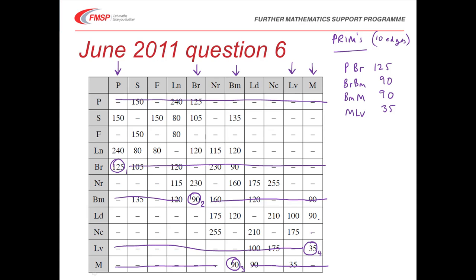I notice there's still quite a small number over here, this 90. I'll just check the columns and see if there's anything smaller, and you can follow my cursor and just see I'm checking all the other numbers. No, that 90 is my number 5 choice, and that's M to LD.